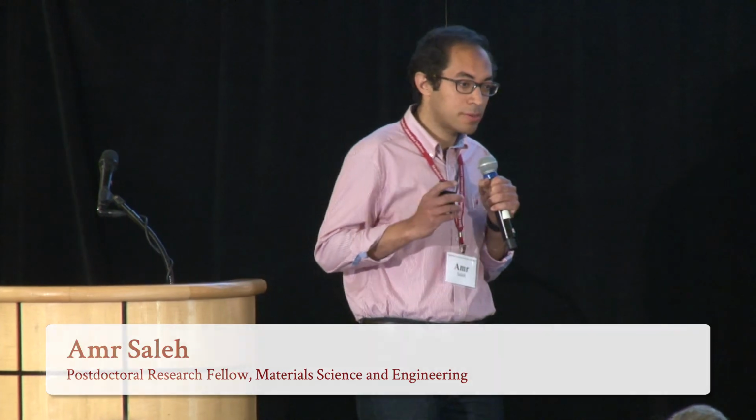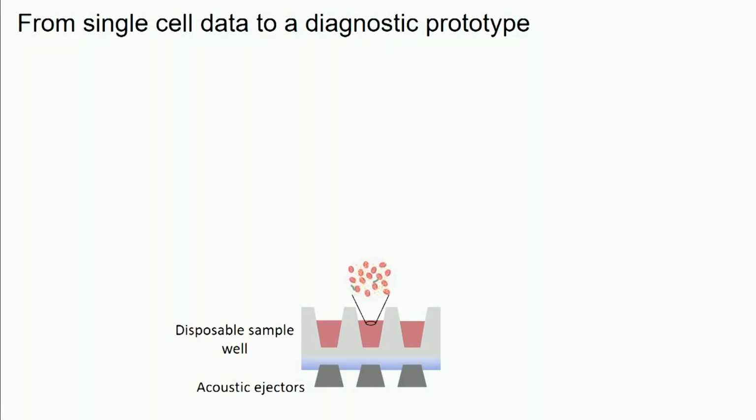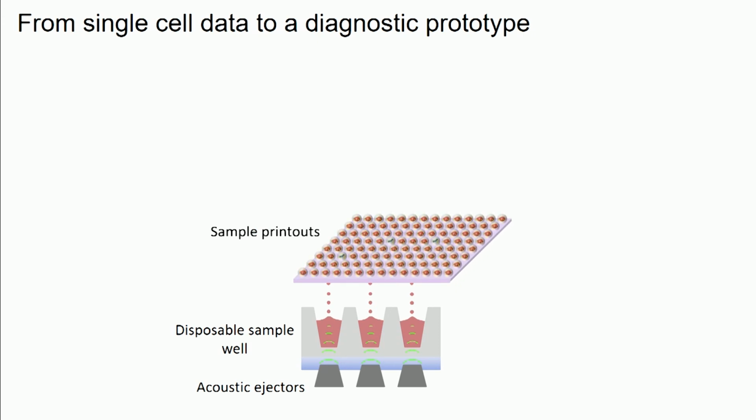So we have a disposable sample well plate that is coupled to acoustic ejectors. We fill these well plates with a mixture of our blood sample that we want to analyze and also plasmonic nanoparticles that are necessary to enhance the Raman signature even further than what Xinqing had shown you already. With the acoustic waves, we can split this bulk of blood volume into micro droplets that we can use to create a printout of cells, as you have seen.